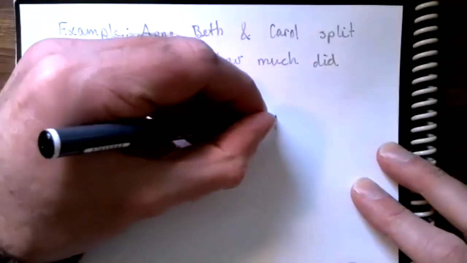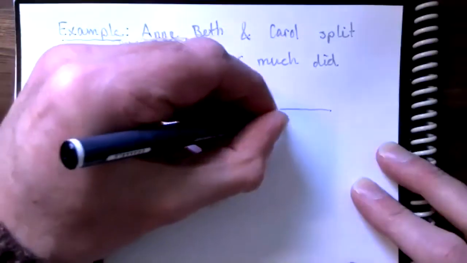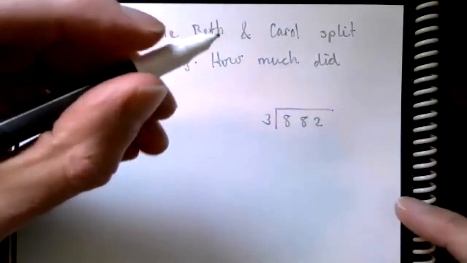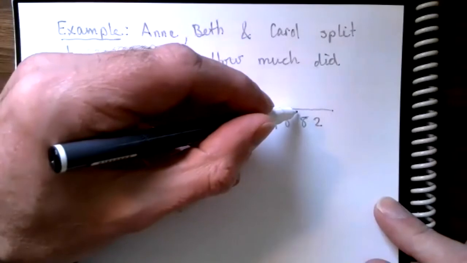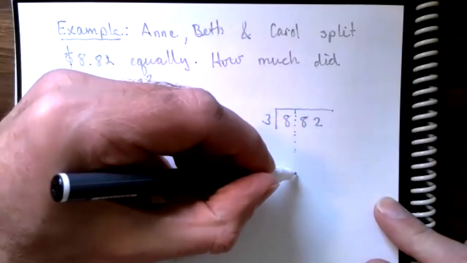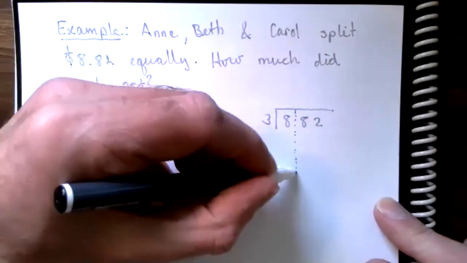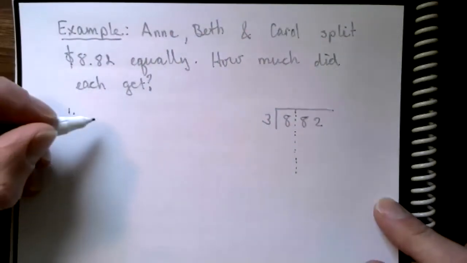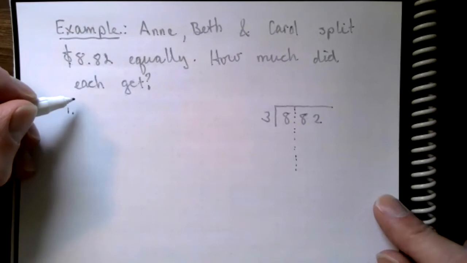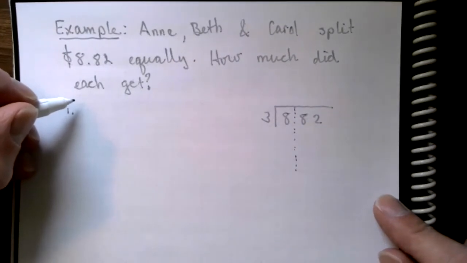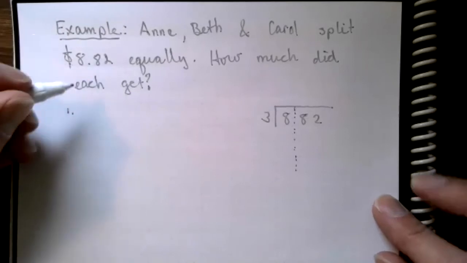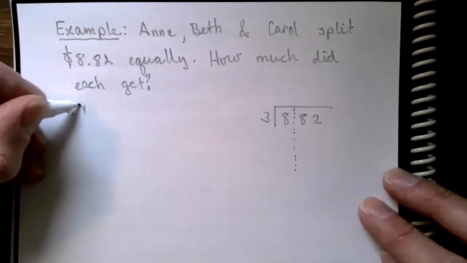Okay, so we're going to take 882 divided by 3. I know there's a decimal point involved, but don't get too hung up on that right now. Let's think about how we would do this in a practical sense. Let's imagine we have $8.82 and we're dividing it among 3 people.